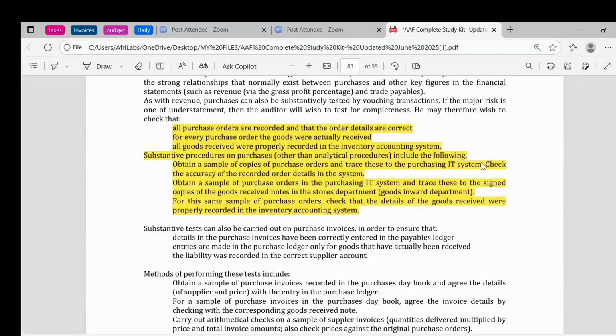All purchase orders are recorded and that the order details are correct. What does that prove from your assertion? Where does it fall under in your assertions? Completeness. Do you get? Completeness. Yes. Oh yeah, the second one.